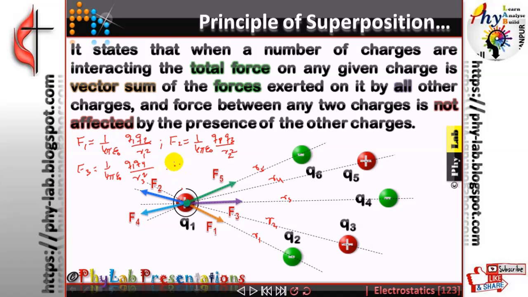Friends, once I found out these individual forces, what I'm going to do then is use the vector law of addition in order to find out the net resultant force. Now, that's what the principle of superposition talks about. It talks about finding out the individual forces between the pair of each charges, assuming that the other charges are absent, and then in order to find out the net force, we should use the vector sum in order to get the resultant force.